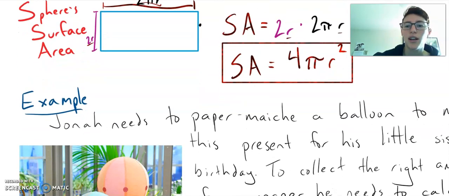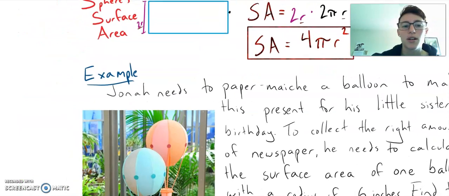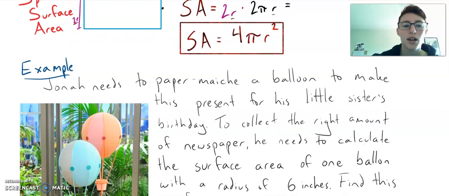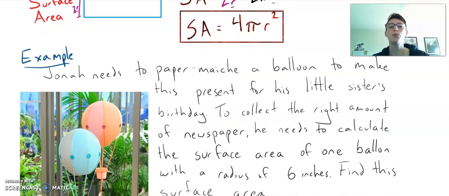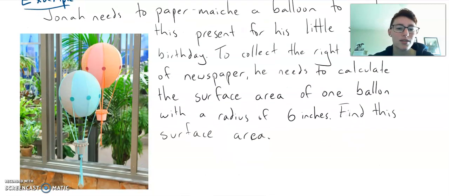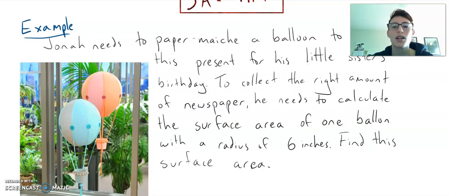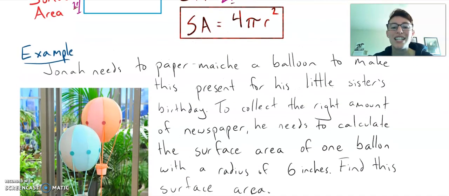I'm going to scroll down here, and here's the example that we're going to focus on. Jonah needs to make a papier-mâché balloon to make this present for his little sister's birthday. Look at that. Cute. To collect the right amount of newspaper, he needs to calculate the surface area of one balloon with a radius of 6 inches. We're going to find this surface area that he needs.